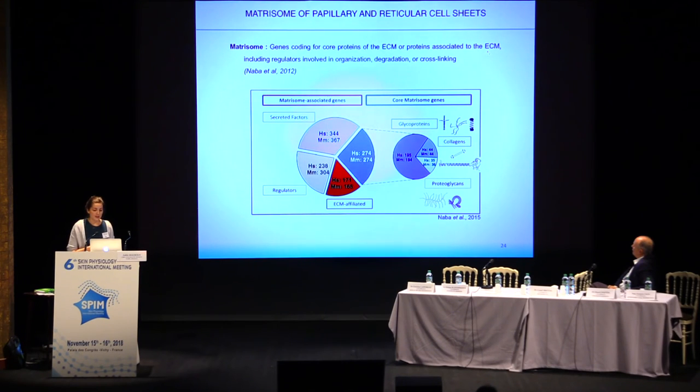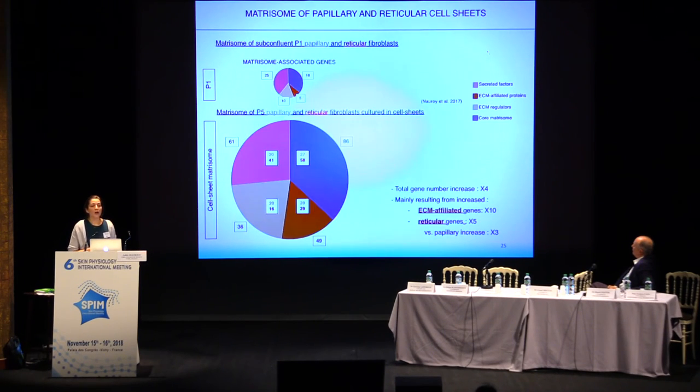So in a previous study carried out by my team, there was a matrisome that was characterized for the freshly isolated papillary and reticular fibroblasts. And in this study, we identified the markers of ECM from these 2 types of fibroblasts, and we also observed that the reticular fibroblasts express more genes related to the matrisome, and especially structural components of this matrix.